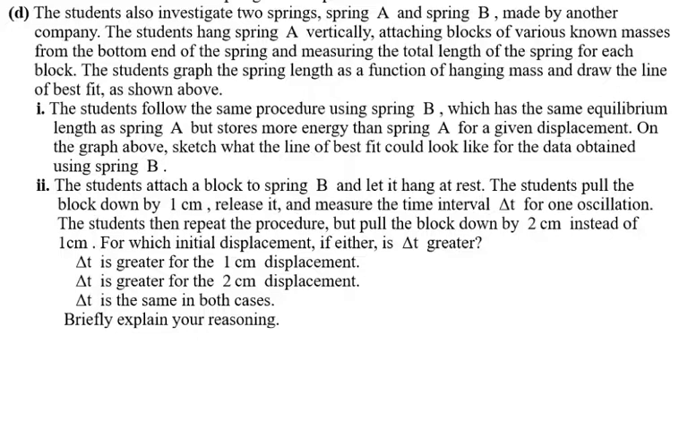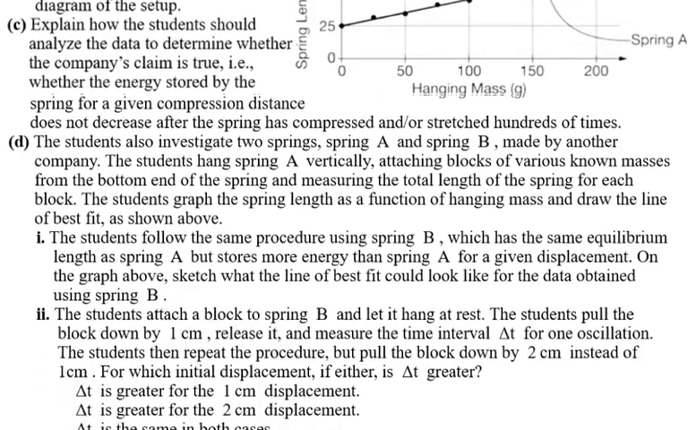And so for the D part, the students also investigate two springs, spring A and spring B, made by another company. The students hang spring A vertically, attaching blocks of various known masses from the bottom end of the spring and measuring the total length of the spring for each block. The students graph the spring length as a function of hanging mass and draw the line of best fit as shown above. So we have the graph shown above. I'm going to come back after I'm done reading.